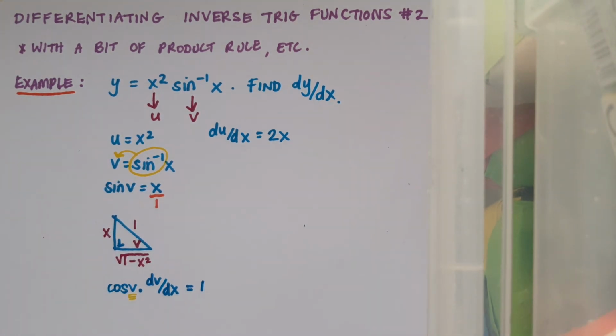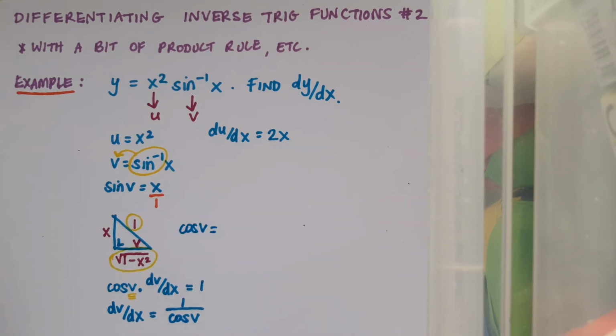Now I want to get dv/dx by itself. So I'll just bring the cos v across and divide it into the 1. And glancing back to my triangle from previously, I'm going to be able to make the cos of v using the adjacent and the hypotenuse. So in this case, the cos of v is the root of 1 minus x squared over 1, which can be written as just root 1 minus x squared.